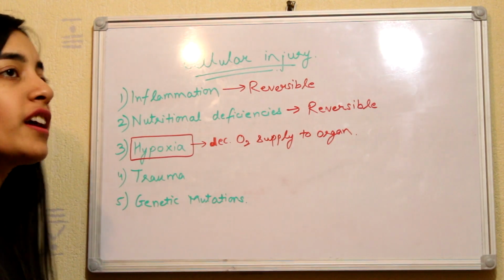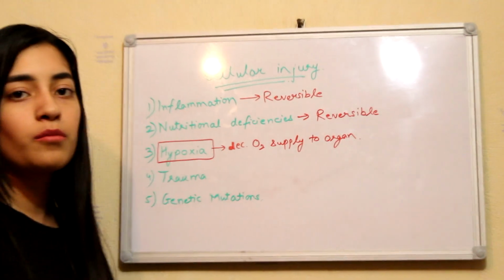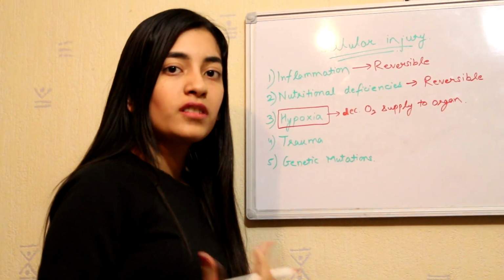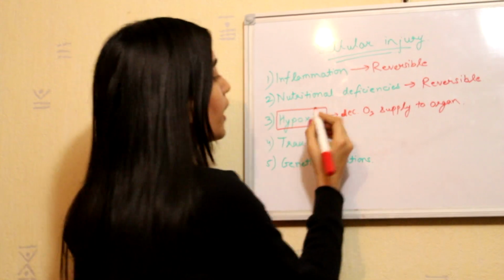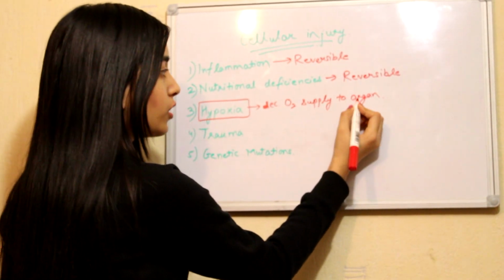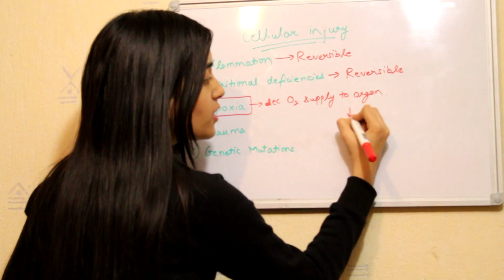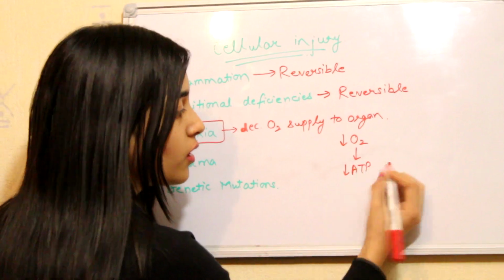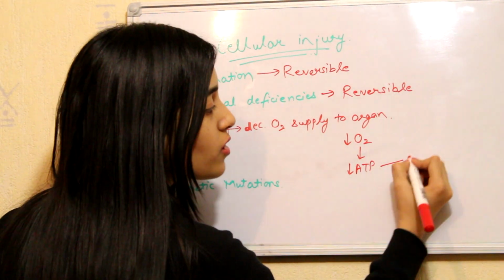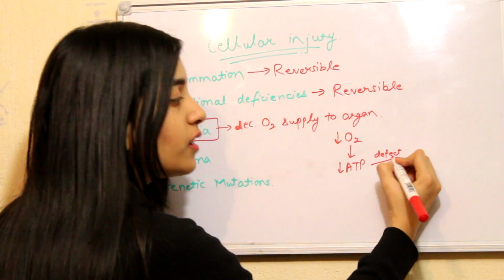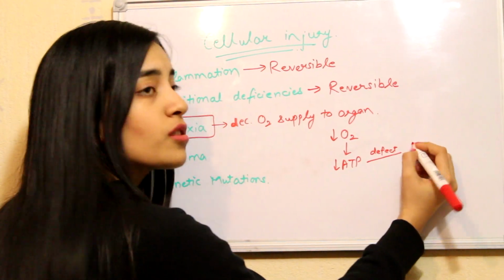Now, are you clear why hypoxia leads to cellular injury? This is very basic and not all books explain this information, but it is highly required that we understand this mechanism. So here is why. Hypoxia means decreased oxygen supply to an organ. When there is decreased oxygen, there will be decreased ATP production. Now this decreased ATP will cause defects in three important processes of our body.